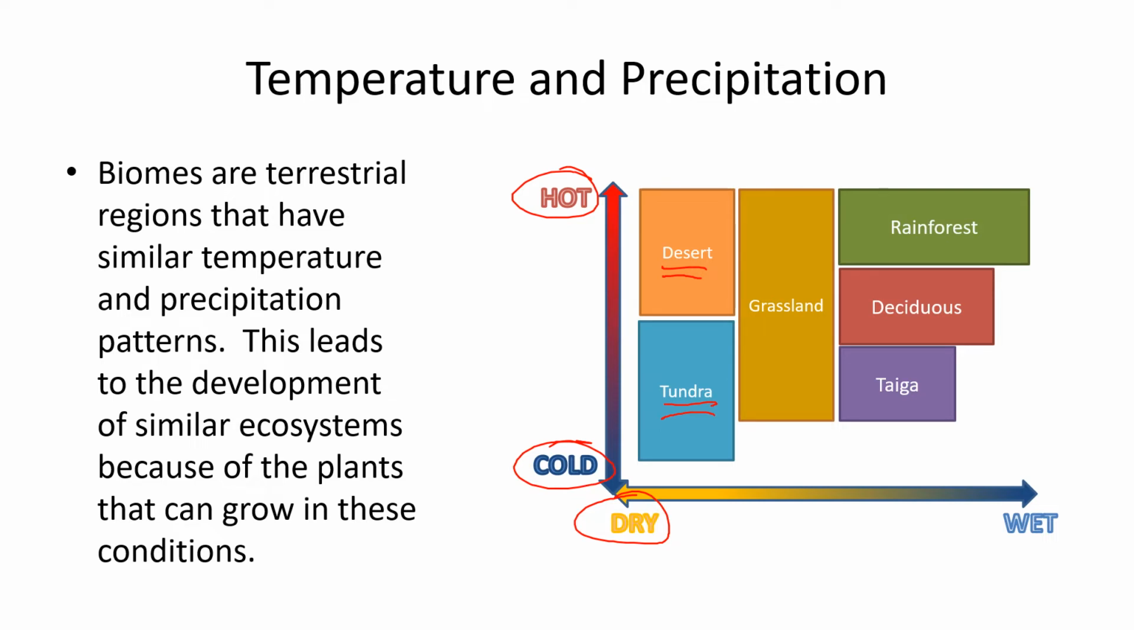In between, we have our grasslands. It's a little wetter and a little warmer. And you can, of course, think of places like the prairies, where there's lots of grass, and then organisms that like that as a food source, and the others that survive on it.